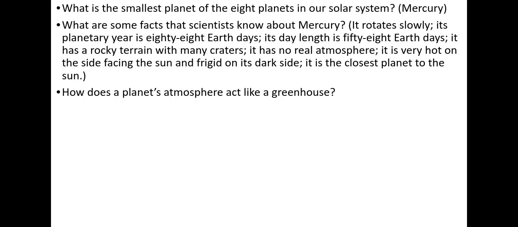It rotates slowly. Its planetary year is 88 Earth days. Its day length is 58 Earth days. It has a rocky terrain with many craters. It has no real atmosphere. It is very hot on the side facing the sun and frigid on its dark side. It is the closest planet to the sun.